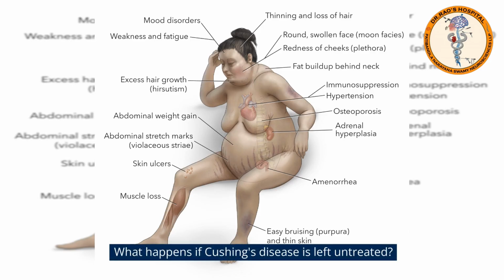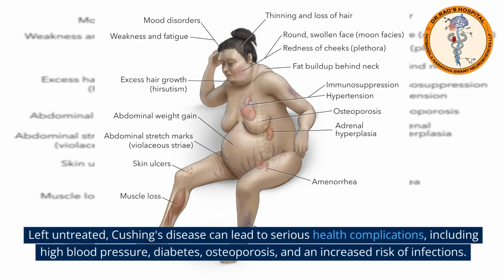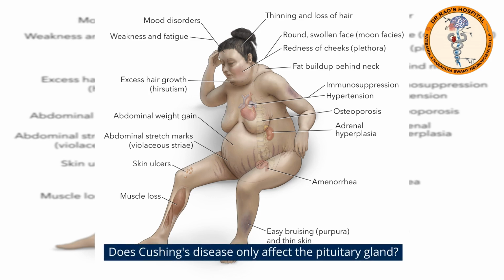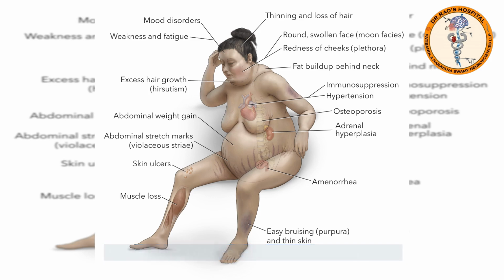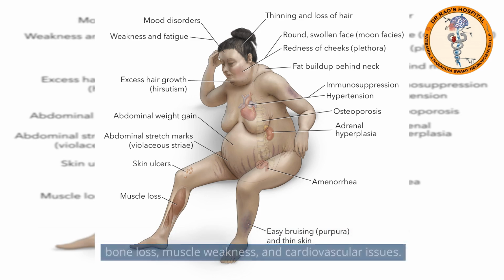What happens if Cushing's disease is left untreated? Left untreated, Cushing's disease can lead to serious health complications, including high blood pressure, diabetes, osteoporosis, and an increased risk of infections. Does Cushing's disease only affect the pituitary gland? Cushing's disease can cause many symptoms beyond the pituitary gland, including bone loss, muscle weakness, and cardiovascular issues.